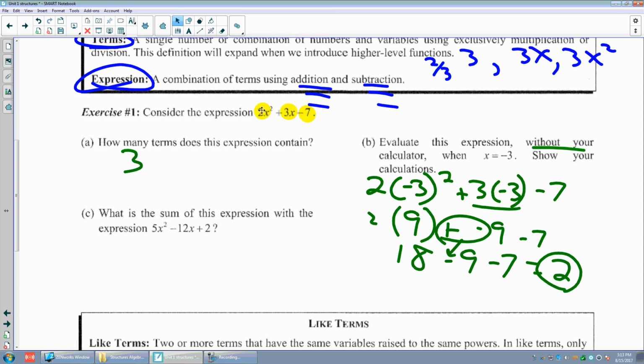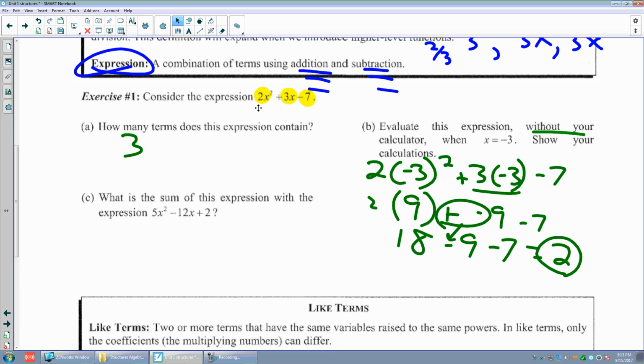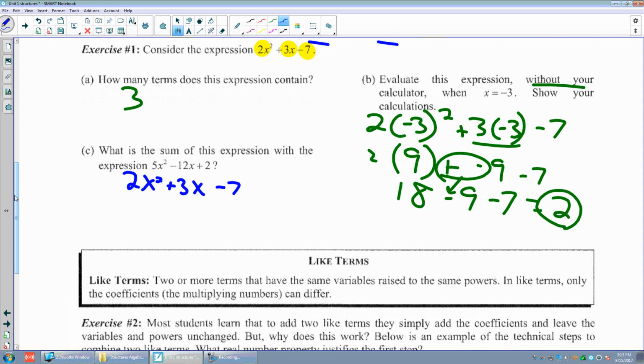What's the sum of the expression? What expression? The original one, 2x squared plus 3x minus 7. Now remember to align common terms. That should be a 5. They have the same exponent, x squared and x squared. Okay.